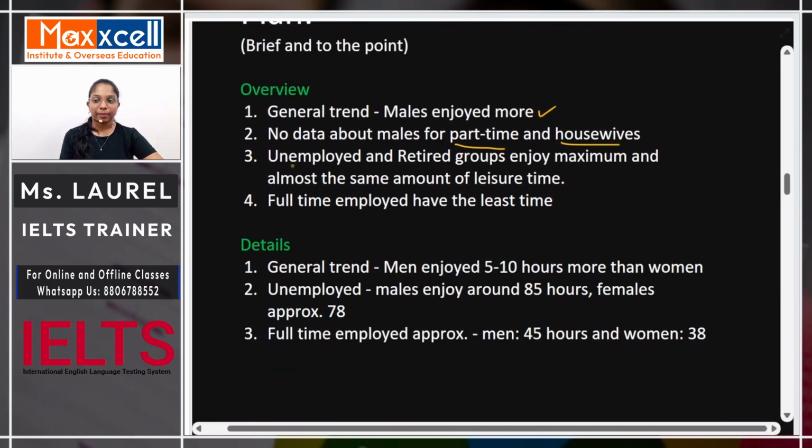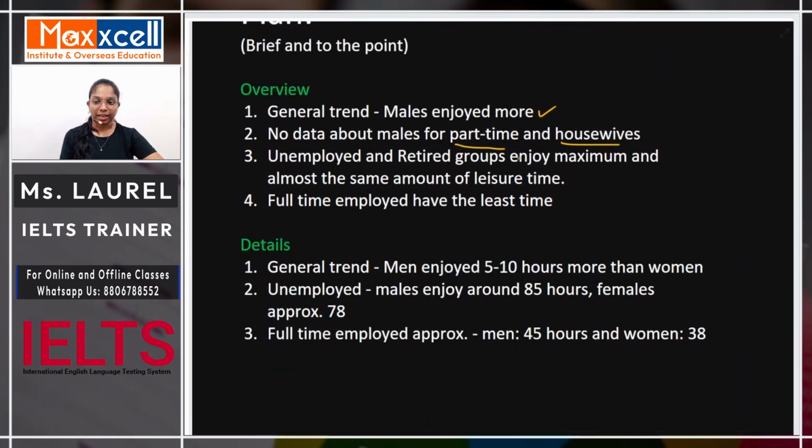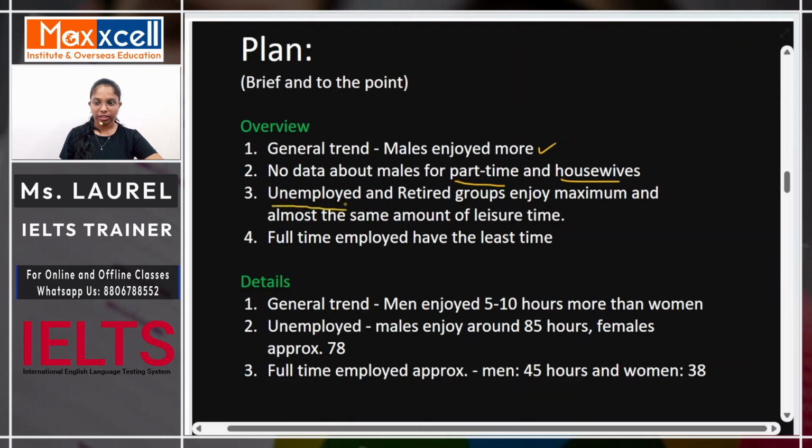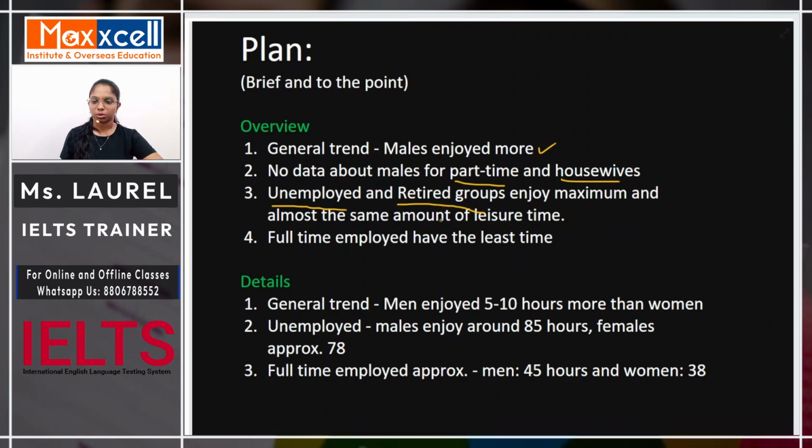Then third is that unemployed and retired groups enjoy the maximum and almost the same amount of leisure time. Here you can see this is unemployed, retired, and the most leisure hours are enjoyed by the people who are unemployed and retired. So the third point is that unemployed and retired groups enjoy the maximum and almost the same amount of leisure time. As we noticed, they are almost the same. So again, we have made note of that.